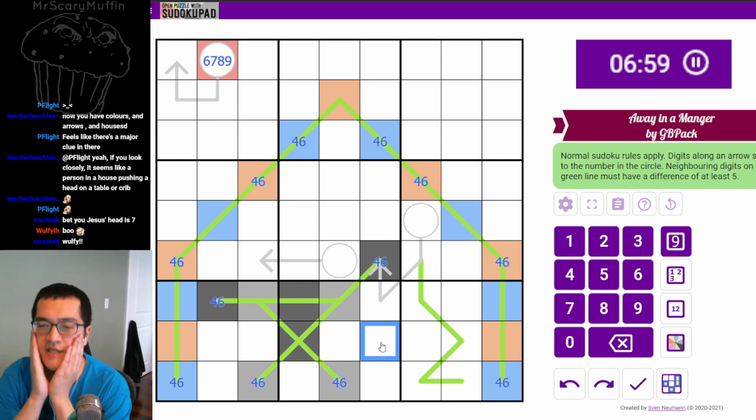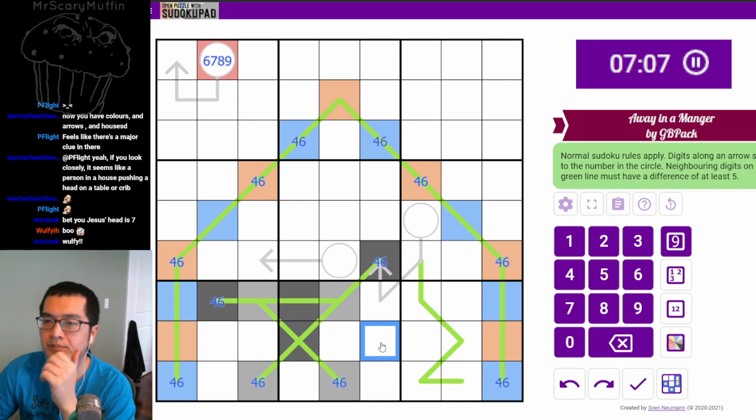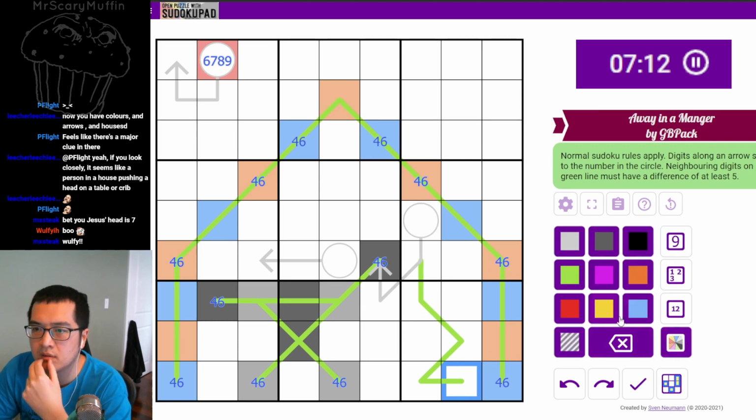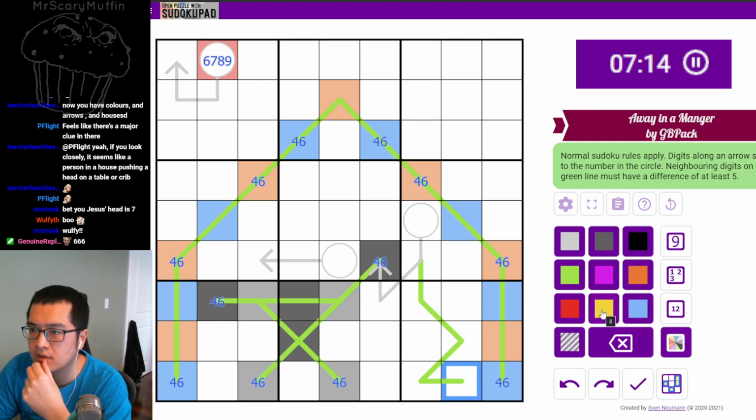I kind of want to just test some numbers in here and just see what works and what doesn't work. Okay, I want to take a look at this one first before we start guessing, basically. Let's just start hucking some things in here. We'll use the greens and purples this time.